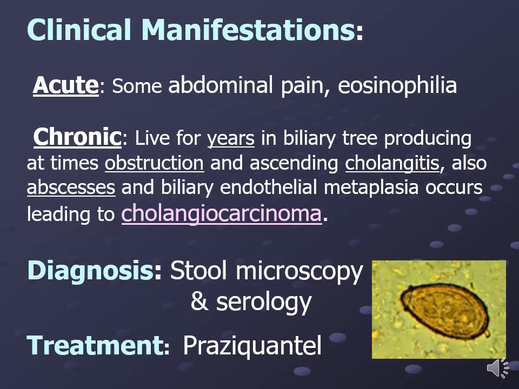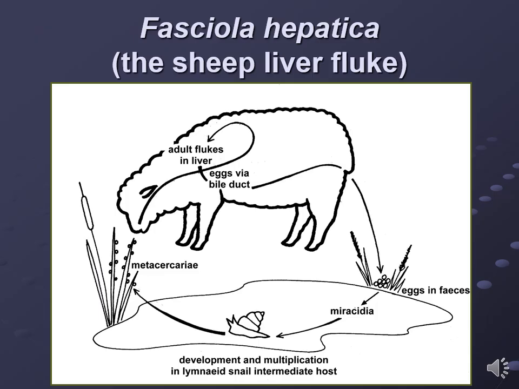Clinical manifestations: acute, some abdominal pain, eosinophilia may be found. Chronic, they live for years in the biliary tree, producing at times obstruction and predisposing to infection, inflammation, cholangitis. Also abscess formation, and they would predispose to epithelial metaplasia and cholangiocarcinoma. We said that. Diagnosis: stool microscopy and serology can be helpful. Treatment: praziquantel. Most of the flukes are treated with praziquantel, except for Fasciola hepatica, which we shall describe.